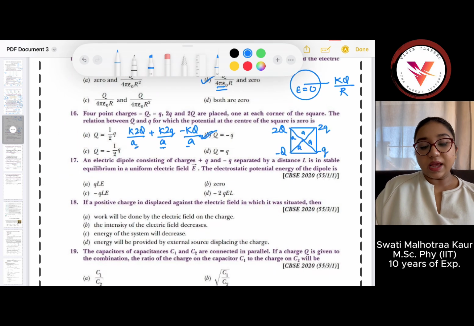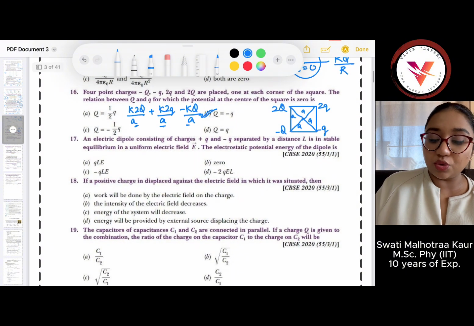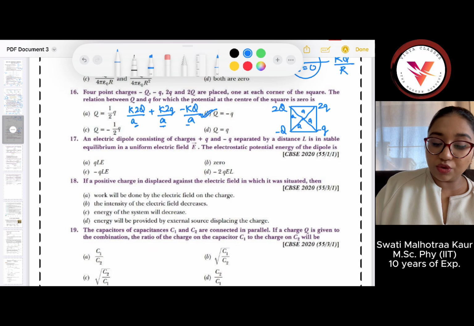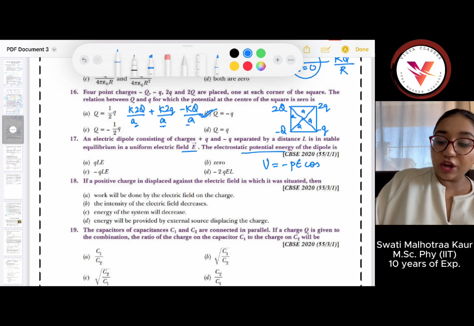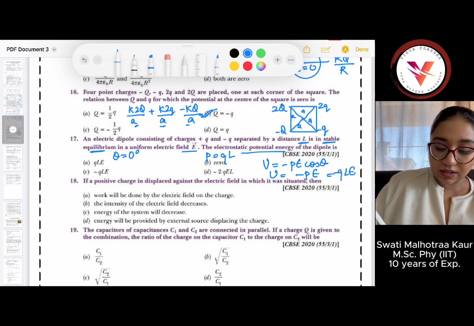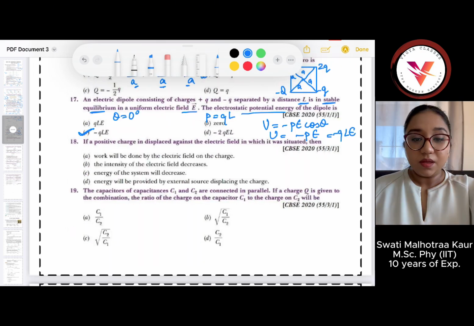Next is an electric dipole consisting of charges plus q, minus q separated by a distance L, is in stable equilibrium in a uniform electric field E. So the electrostatic potential energy is basically minus PE cos theta. Now if it is in stable equilibrium, then theta is 0 degree. So U is equal to minus PE, and basically P is one of the charge into the length, that is minus QLE. So C is the correct one.